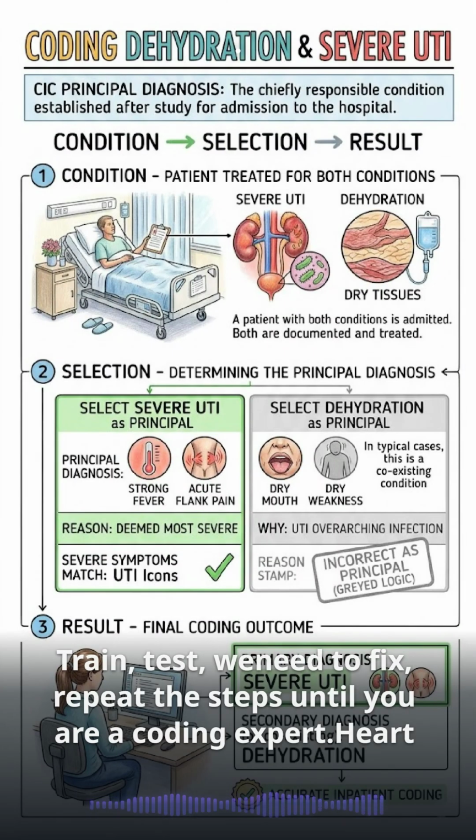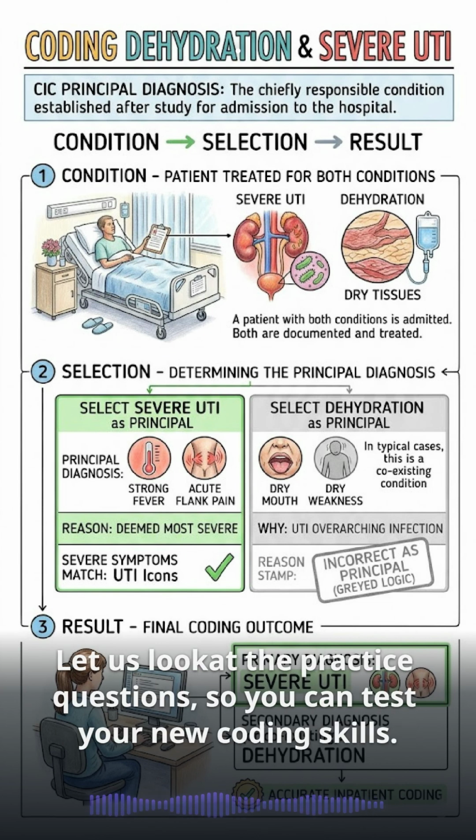Train, test, fix, repeat the steps until you are a coding expert. Heart and lung codes are very important, so you should highlight them in your book. Let us look at the practice questions, so you can test your new coding skills.